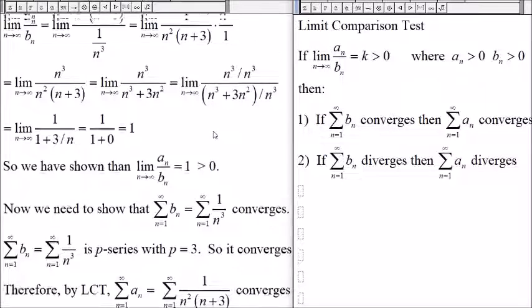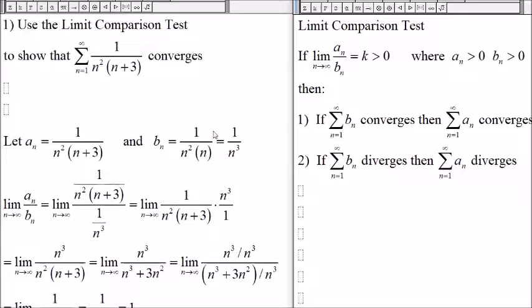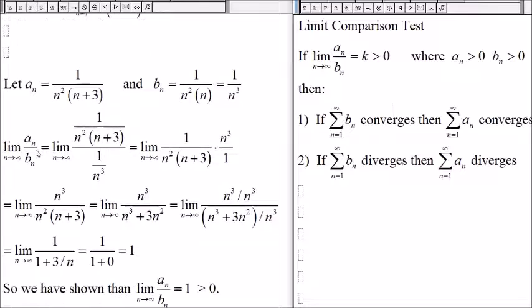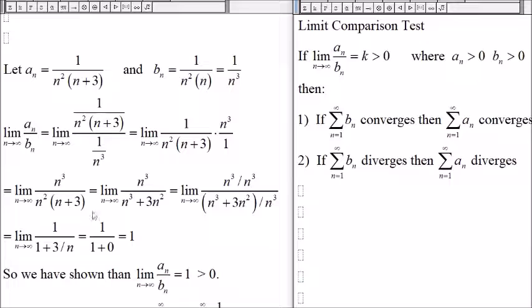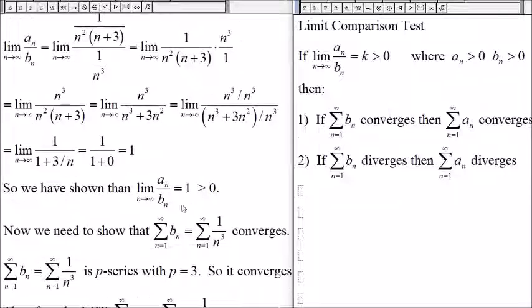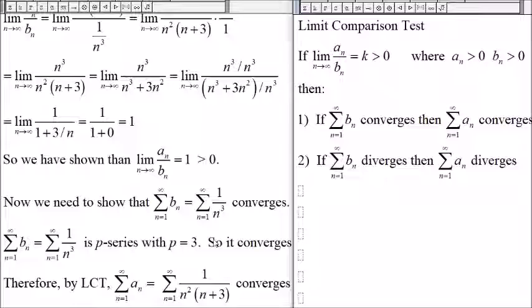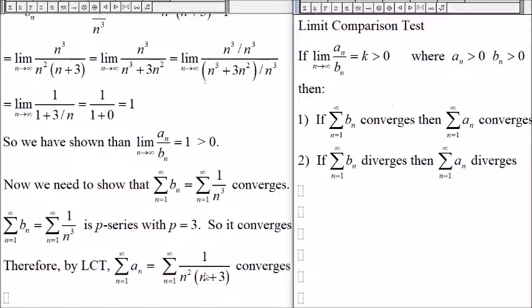So to recap, if we want to show that this series a sub n converges, then we have to come up with a b sub n sequence that is similar to a sub n. Then we have to show that the limit of a sub n divided by b sub n is equal to a positive number greater than 0. And then next we have to show that the series b sub n converges, and then we can say that the series a sub n converges.